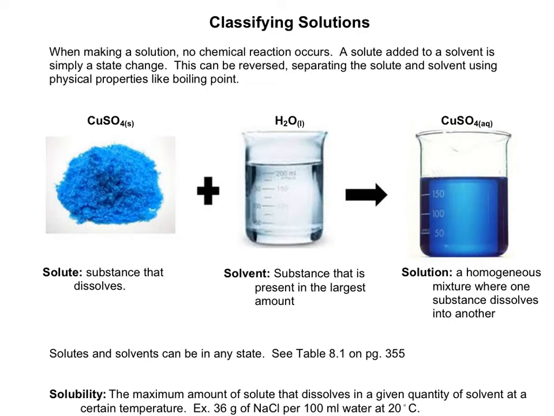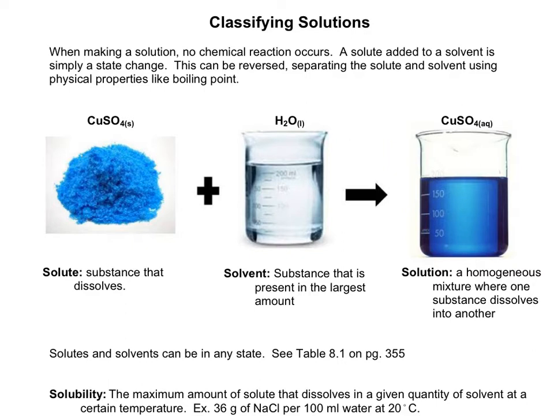A solution is defined as a homogeneous mixture where one substance dissolves into another. It's made up of at least two parts. The main part is known as the solvent. This is the substance that does the dissolving. Now sometimes it's hard to determine this, so it's also defined as the substance that is present in the largest amount. What you dissolve into the solvent is known as the solute.